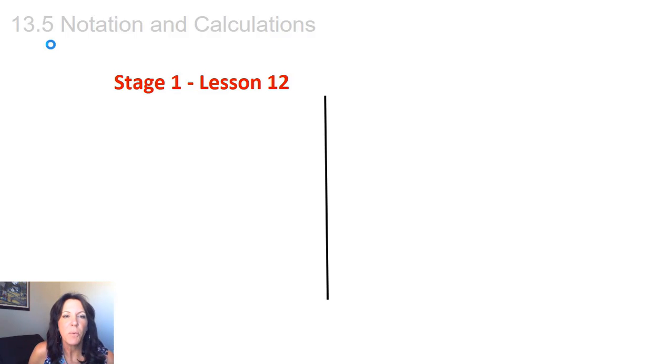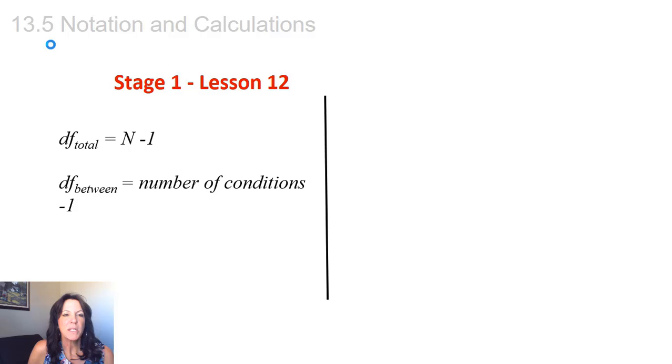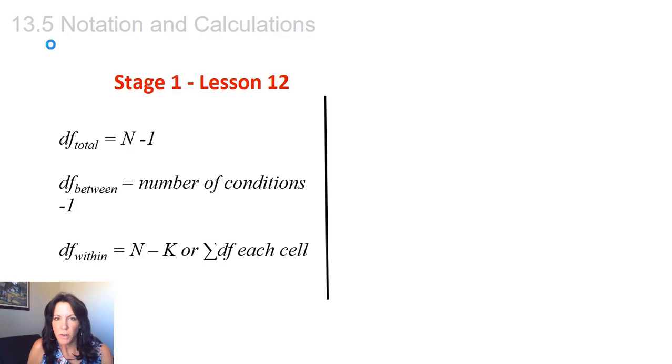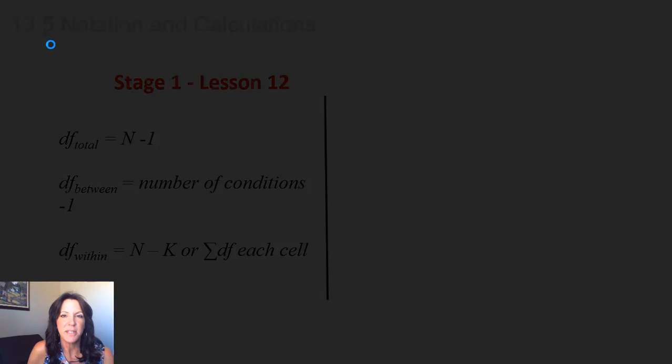Let's review how we did degrees of freedom from stage 1. Degrees of freedom total was N minus 1, the total in the study minus 1. Degrees of freedom between was the number of conditions minus 1. And the degrees of freedom within, we could find it one of two different ways. We could take the total N minus the number of conditions, N minus K, or we could just add up the degrees of freedom that were in each cell. So we'll still do that for this factorial design.